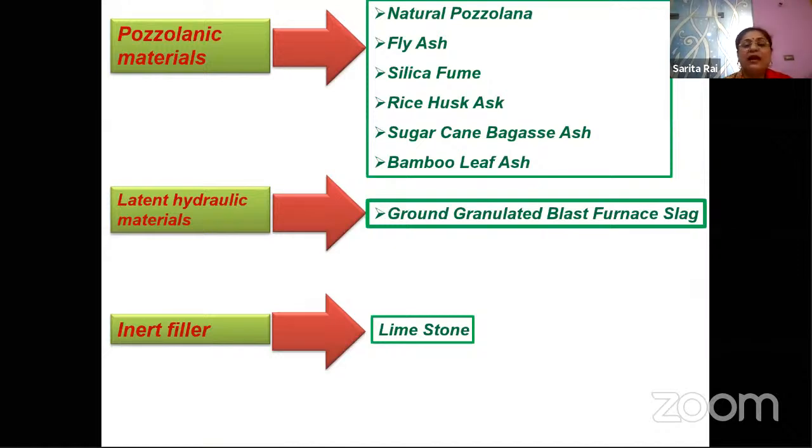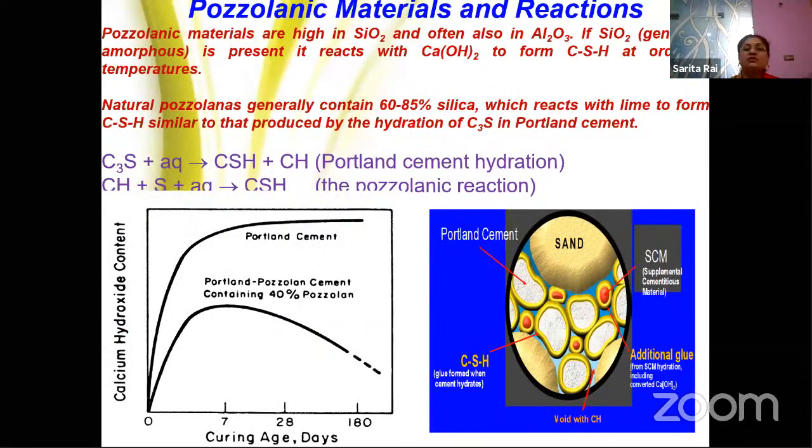Natural pozzolana, fly ash, silica fume, rice husk ash, sugar cane bagasse ash, and bamboo leaf ash are considered pozzolanic materials. GBFS is a latent hydraulic material and limestone is an inert filler. Pozzolanic materials are high in silica and often also in alumina. Silica reacts with calcium hydroxide to form calcium silicate hydrate at ordinary temperatures.